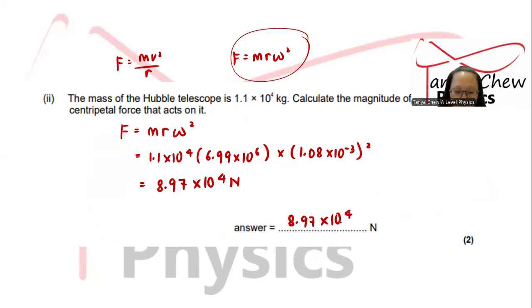But let me just confirm. 1.1 times 10 to the power of 4, 6.99 times 10 to the power of 6, times 1.08 times 10 to the power negative 3 squared. 8.97. Yes, 8.97 times 10 to the power of 4. That's the answer. And I hope with this application of the concept in the past question, you understand uniform circular motion in a better way.